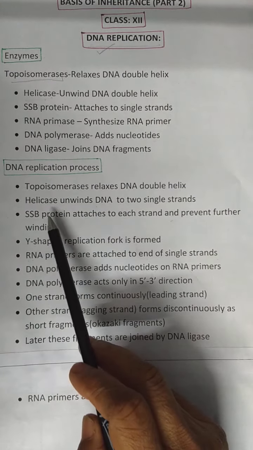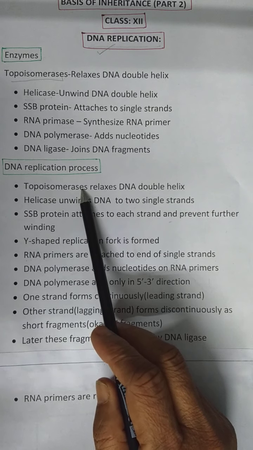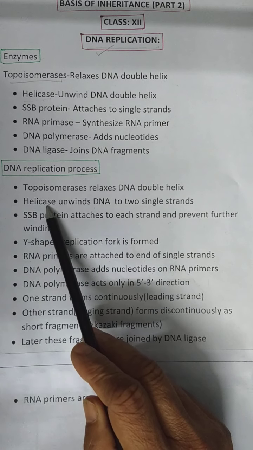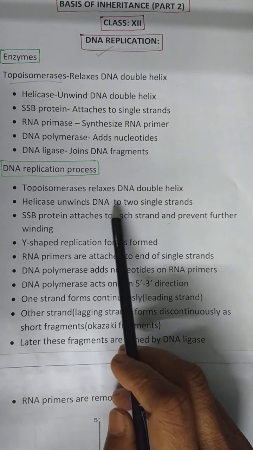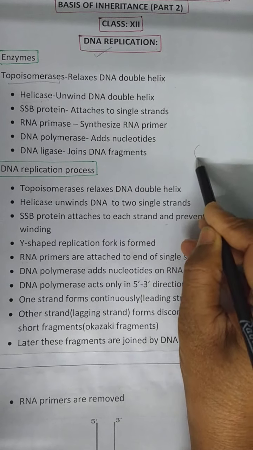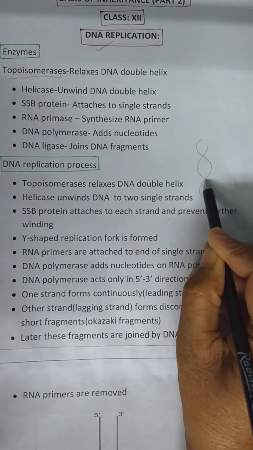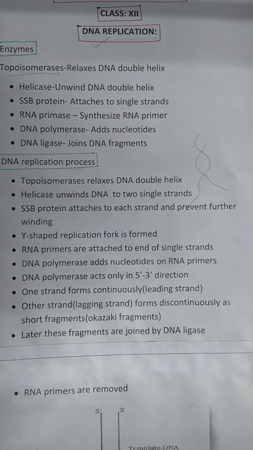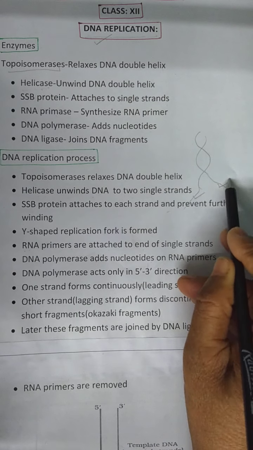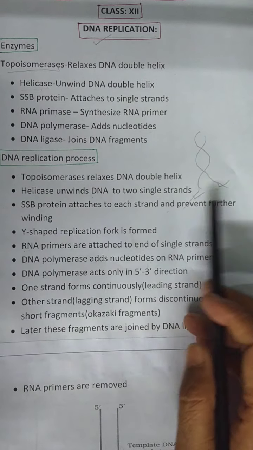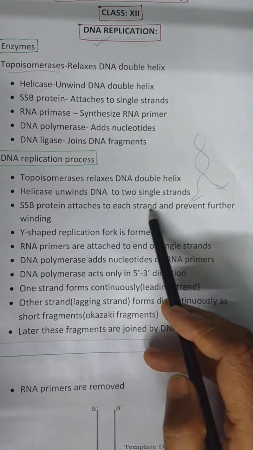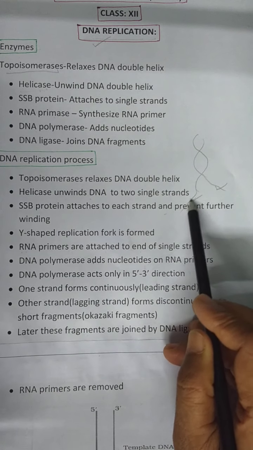So what is happening? First, topoisomerase relaxes the DNA double helix. Helicase unbinds DNA into two single strands. As we know, DNA is a double helix, so it helps in unbinding the two single strands, one strand and the second strand. Now SSB protein attaches to each strand and prevents further binding.